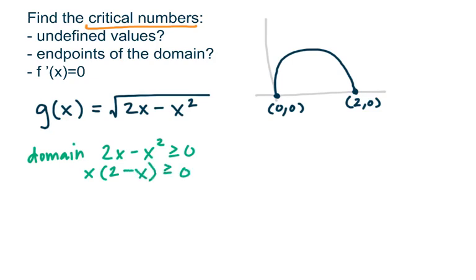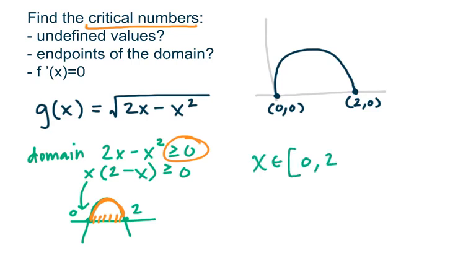So what we're looking at is a parabola opening down that crosses the x-axis at these zeros, 0 and 2. Okay? And where is the graph? Because I said this was greater than or equal to 0, where is the graph positive? It's above the x-axis between 0 and 2. So algebraically, I can determine that my domain is from 0 to 2.